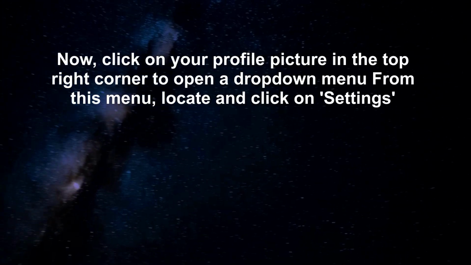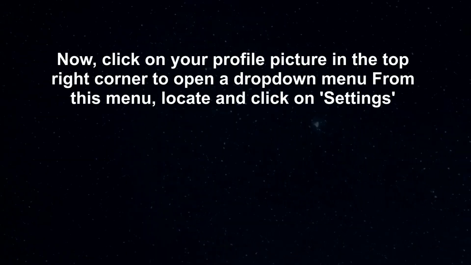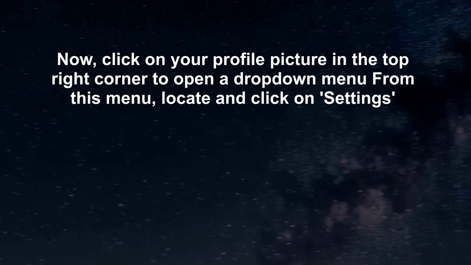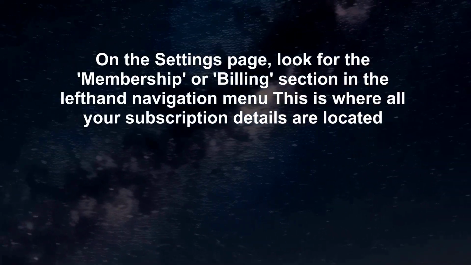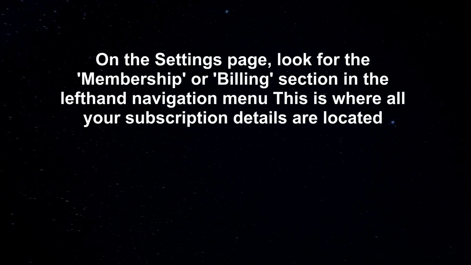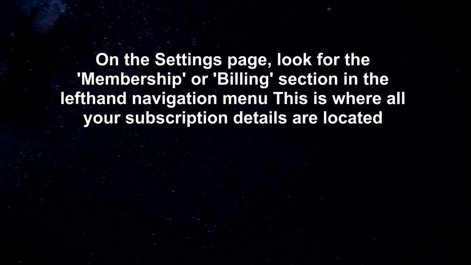Now click on your profile picture in the top right corner to open a drop-down menu. From this menu, locate and click on Settings. On the Settings page, look for the Membership or Billing section in the left-hand navigation menu. This is where all your subscription details are located.